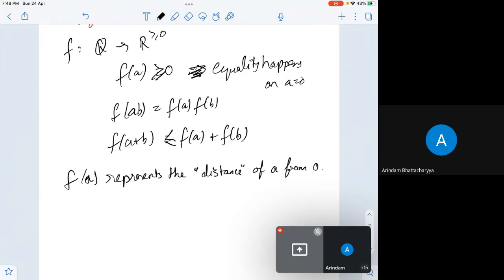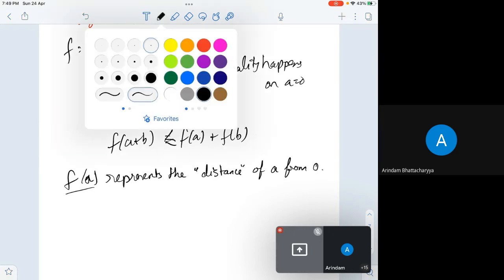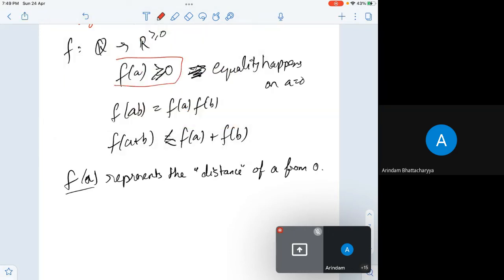So the way you should think of f(A) is that f(A) represents the distance of A from 0. This condition says that everything has a positive distance from 0 other than 0. This condition says that distance is multiplicative: the distance of AB from 0 is the distance of A from 0 times the distance of B from 0. And this is just the triangle inequality.